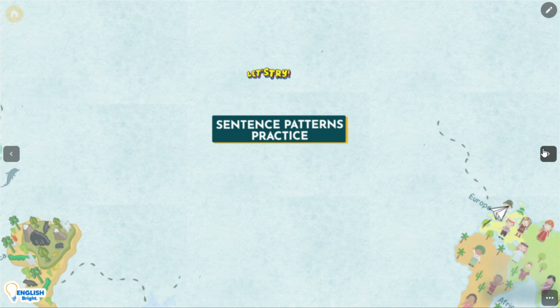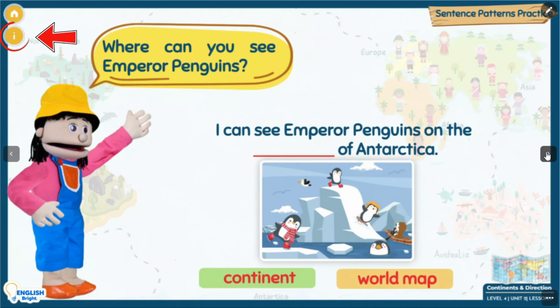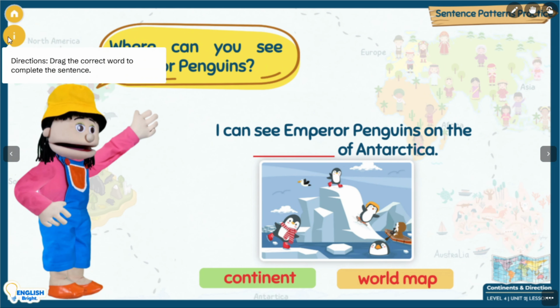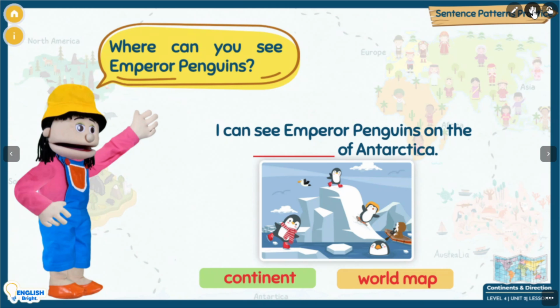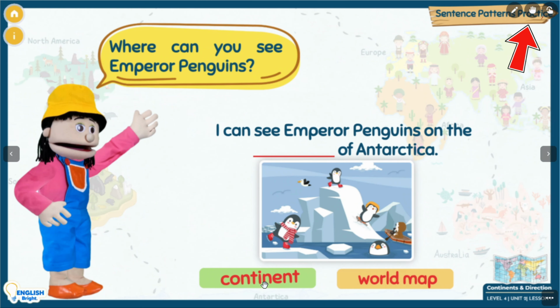For the sentence patterns practice, click the tooltip for instructions. Locate the draggable words using the hand button, then drag them to complete each sentence. Repeat this for all the questions.